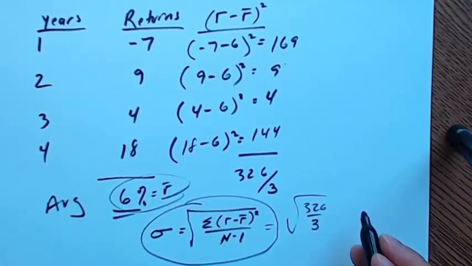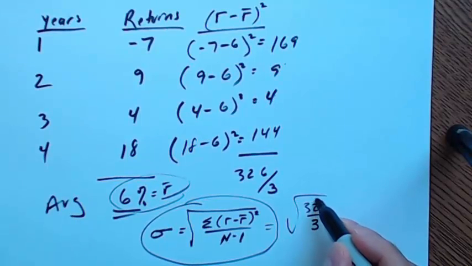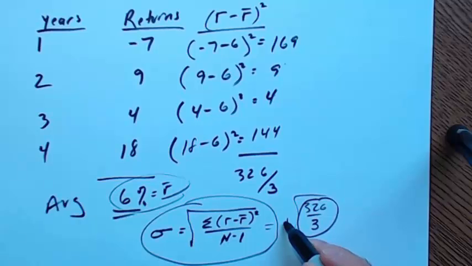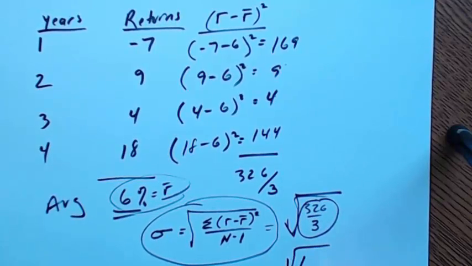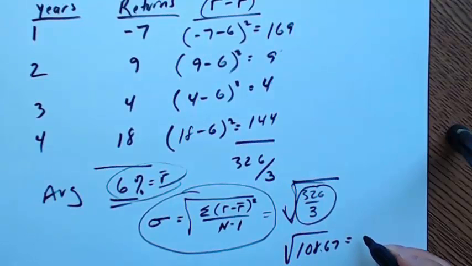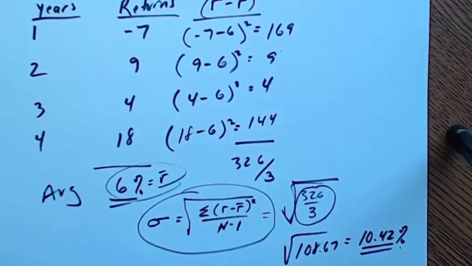Okay, so this term right here is the variance. This is the variance. And when you take the square root of the variance, and that variance, by the way, is 108.67, we end up with 10.42%. So a 1% sign behind it. And that is an after the fact, ex post, in other words, calculation of volatility.